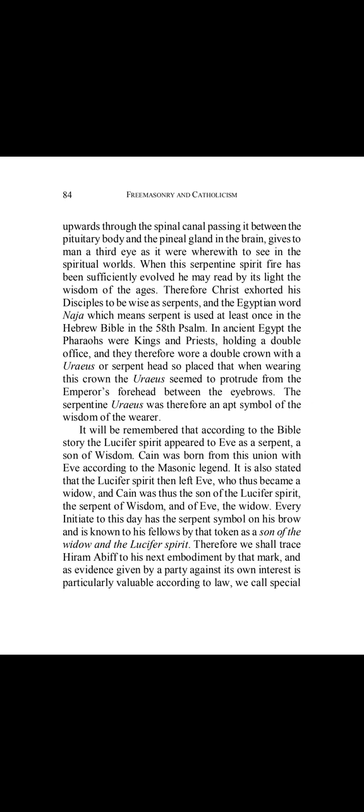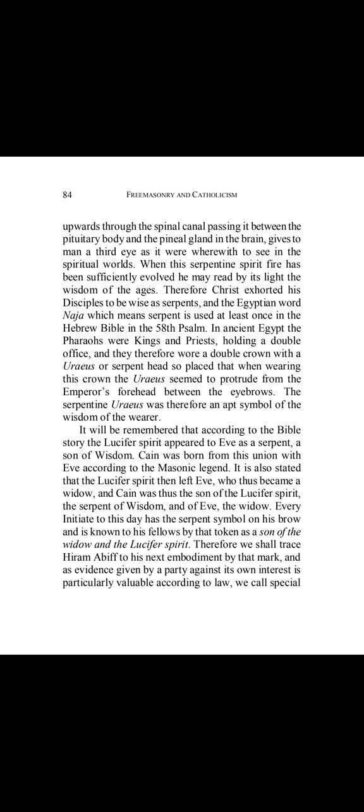It will be remembered that according to the Bible story, the Lucifer spirit appeared to Eve as a serpent, a son of wisdom. Cain was born from this union with Eve according to the Masonic legend. It is also stated that the Lucifer spirit then left Eve, who thus became a widow, and Cain was thus the son of the Lucifer spirit, the serpent of wisdom, and Eve, the widow. Every initiate to this day has the serpent symbol on his brow, and is known to his fellows by that token as a son of the widow and the Lucifer spirit.